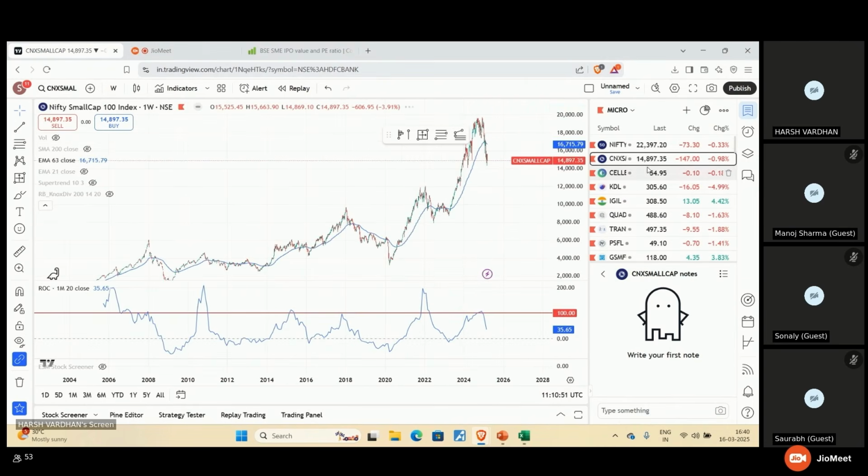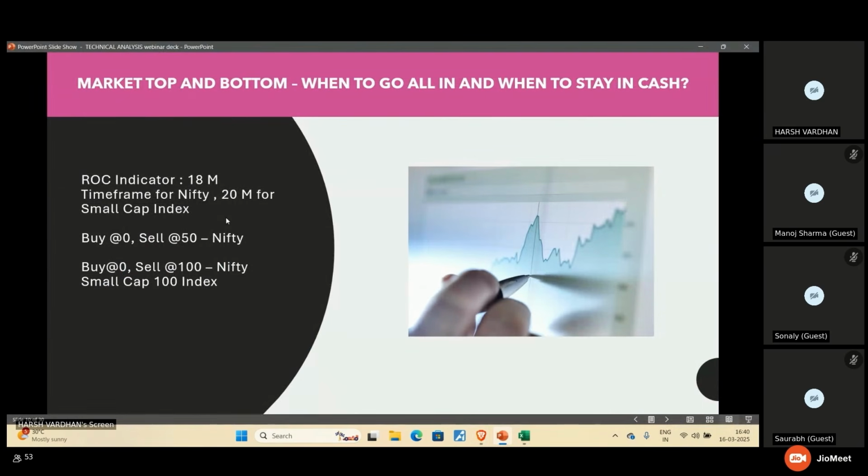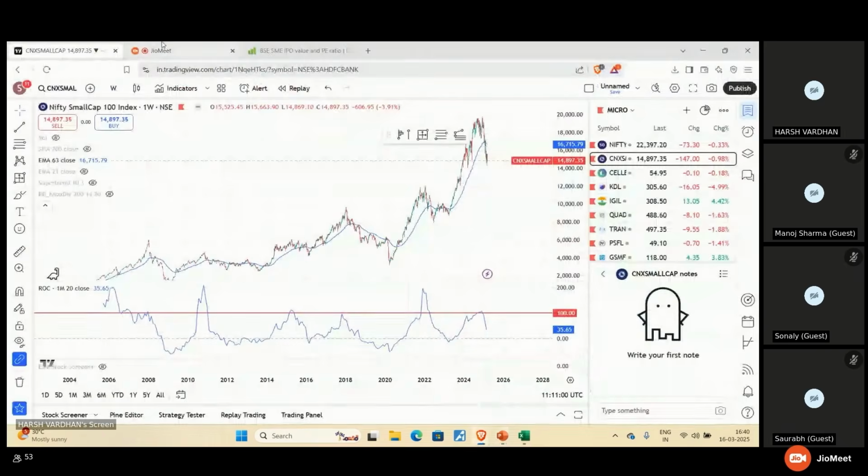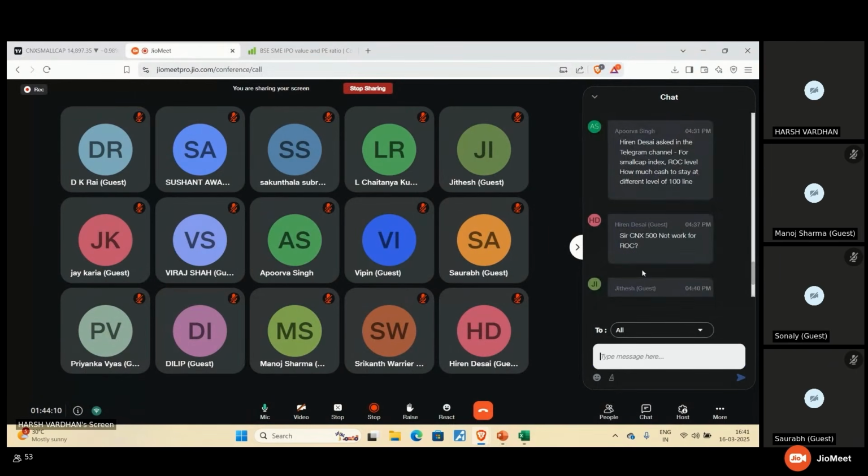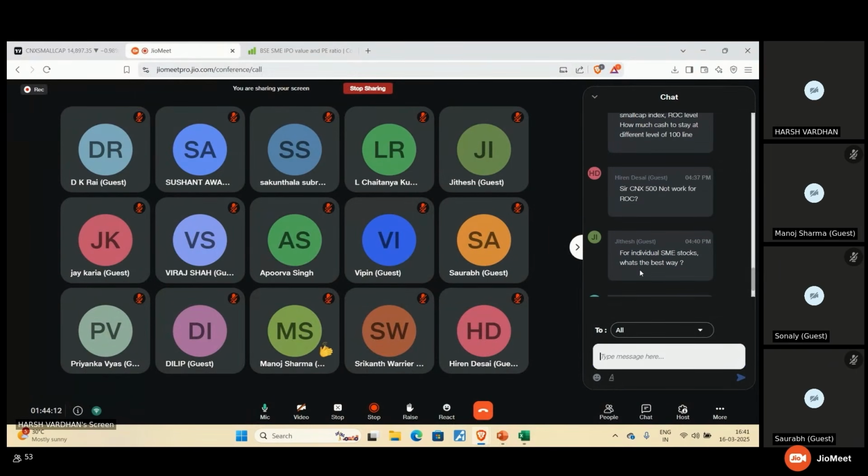Small cap 100 and small cap 250 are both representative of the same small cap segment. I use small cap 100, and for me the back tested level is 100. I don't use small cap 250, so I haven't back tested it, so I don't know the best levels for it.